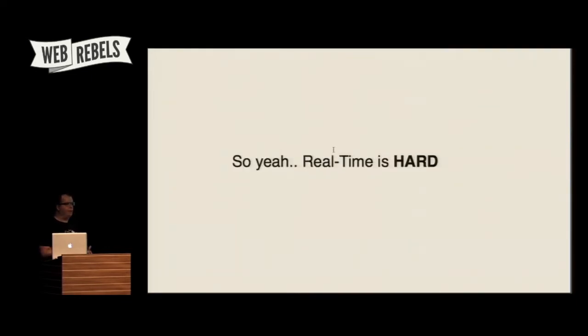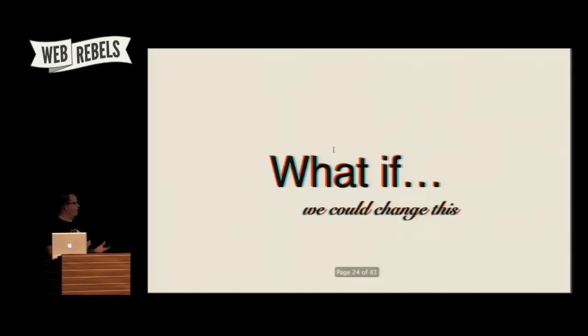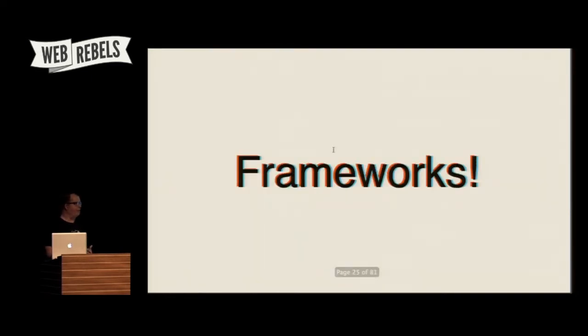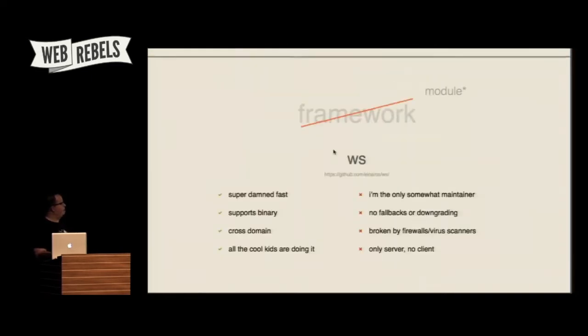So yeah, doing real time is hard if you don't know all these bugs. And what if we could just change all this? The first solution that you'll probably think about is, let's just use a framework, because frameworks fix everything, right? This one is technically not a framework, but more a module. It's the ws module on NPM. It's super fast, it supports binary, cross-domain, and all the cool kids are doing it.